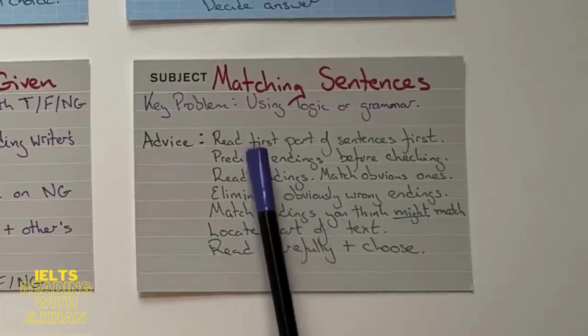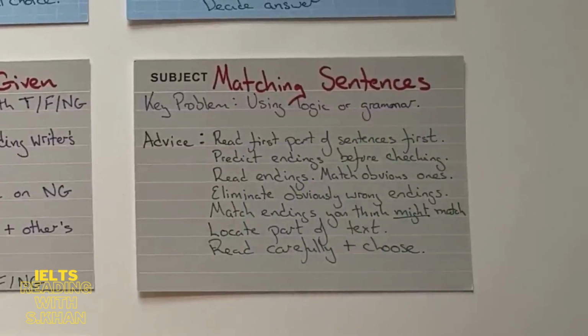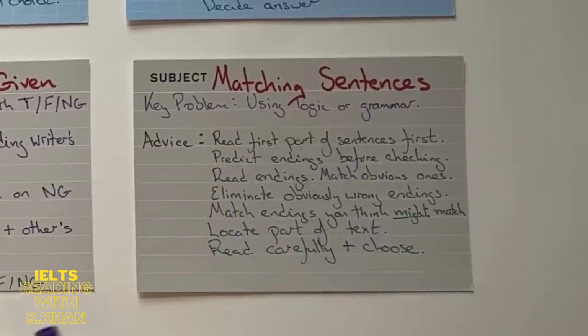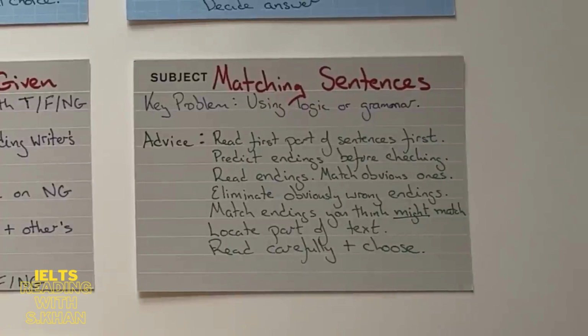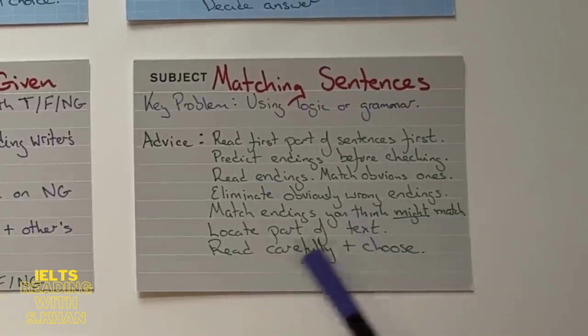So my advice is to read the first part of the sentences first, read those and understand those, predict the endings before checking, then and only then read the endings and match the obvious ones. Are there any that just have to be it? It will be extremely obvious if that's the case. Then eliminate obviously wrong endings, and then match endings you think might match, so you might have one or two different options. Locate the part of the text where the correct answer is, and then read that part carefully.